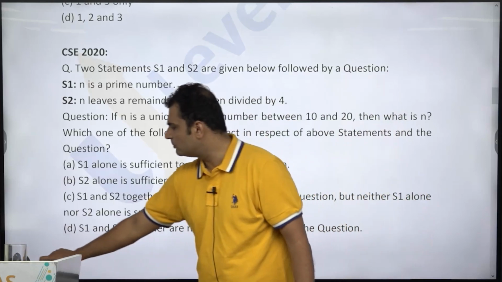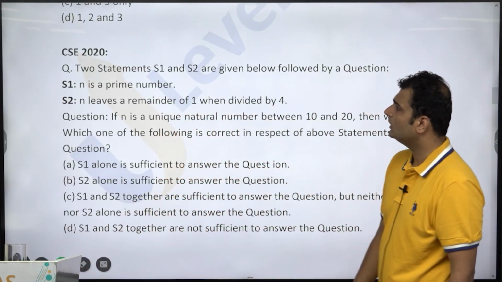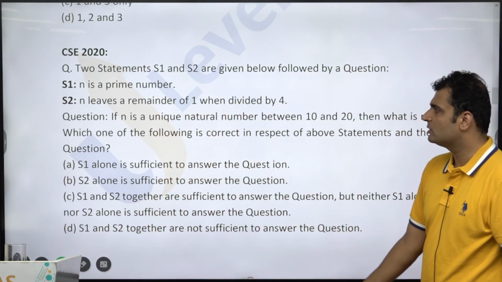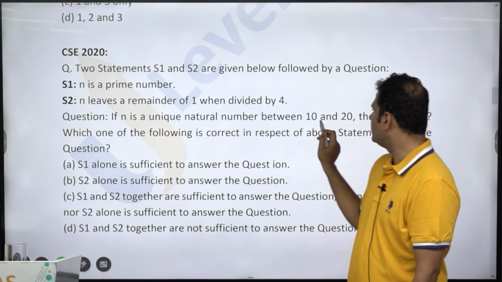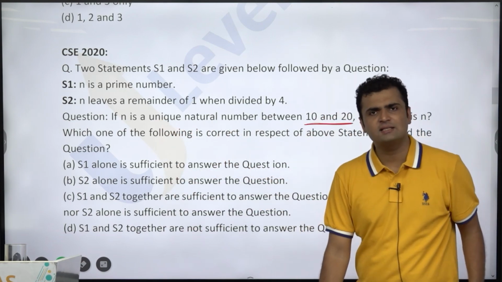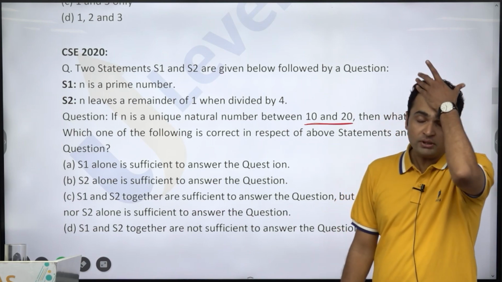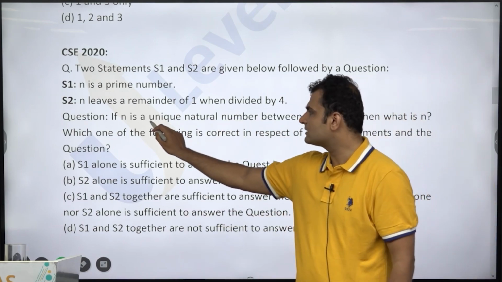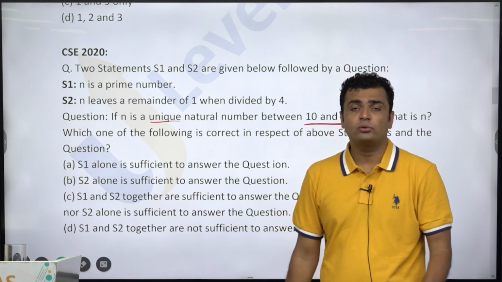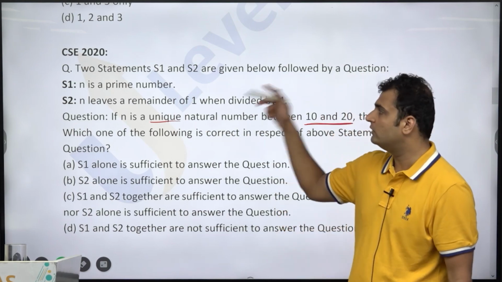Again, a simple question on prime numbers. It is a data sufficiency question. The question is about a unique natural number between 10 and 20. The question itself tells us that this number we are looking for is between 10 and 20 and it is a natural number. But the question asks if it is unique. So can we answer this question? That is what we have to comment on.